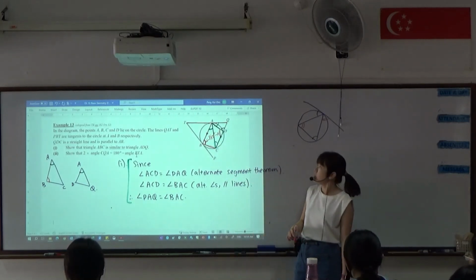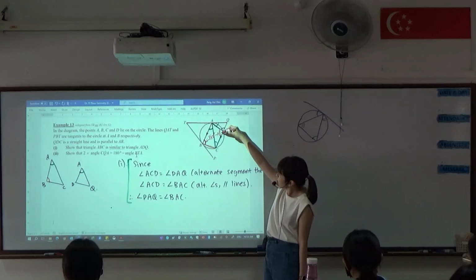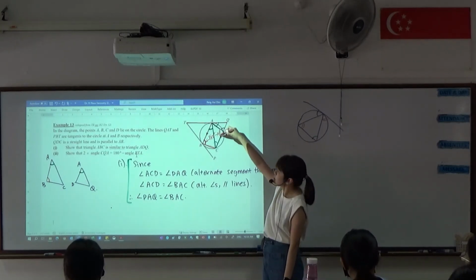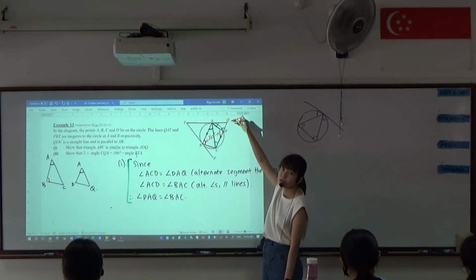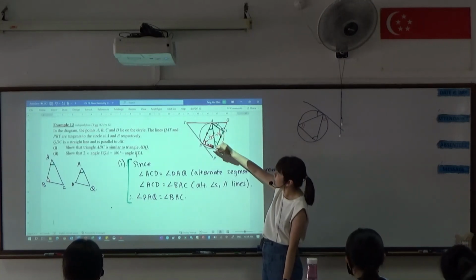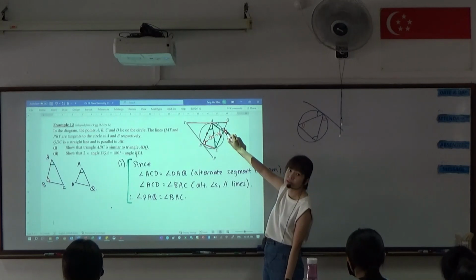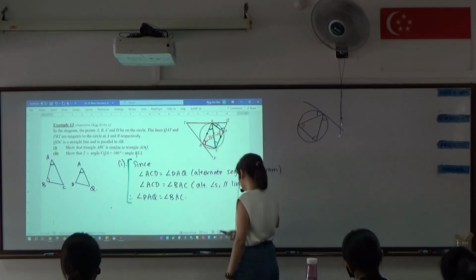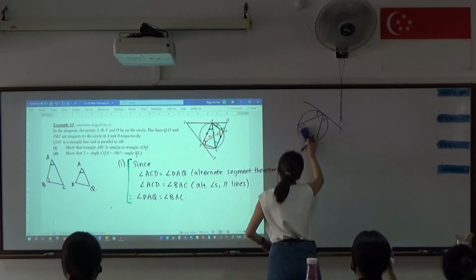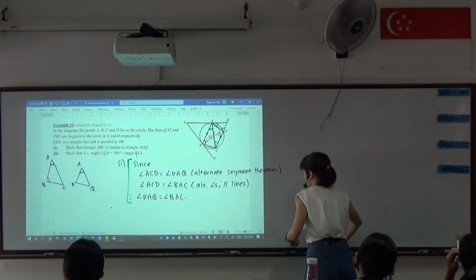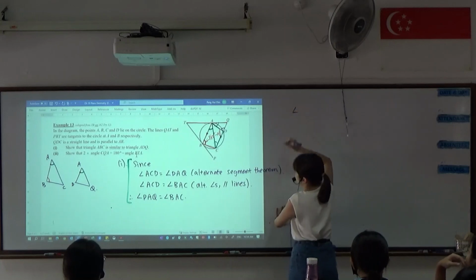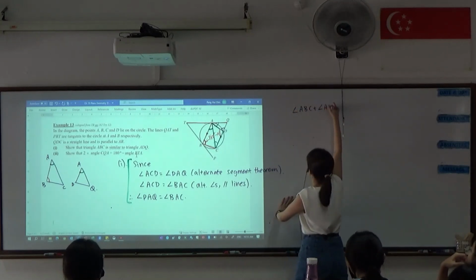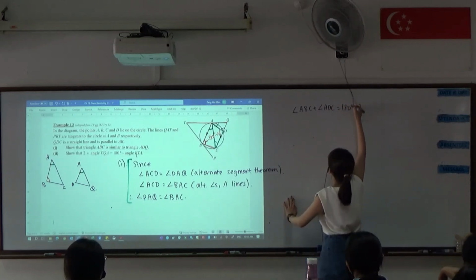And then this angle is actually on the same straight line as this angle over here, because adjacent angles on a straight line. So there is a way for us to connect this to this and then to this, because there's this connecting angle over here. So let's write that out. We said that angle ABC plus angle ADC equals 180 degrees.